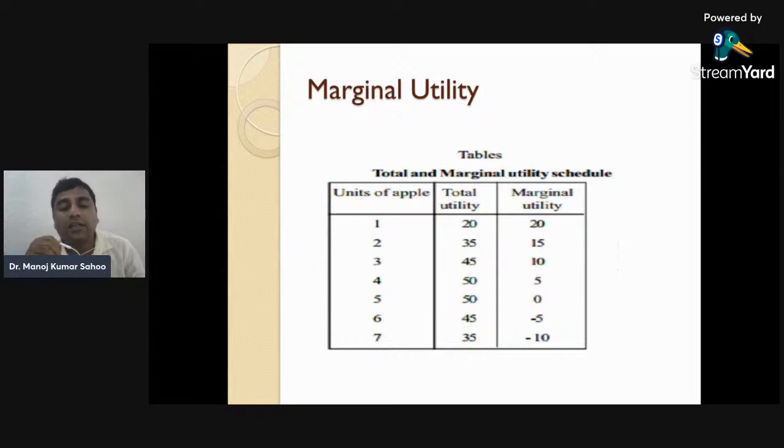Similarly, whenever we consume the seventh apple, we derive 35 units of total utility, but the marginal utility becomes negative, that is minus 10, because 35 minus 45 is equal to minus 10. So if we continuously consume one thing after another, after reaching one point the total utility no doubt increases, but the marginal utility will decline, that is minus 10.